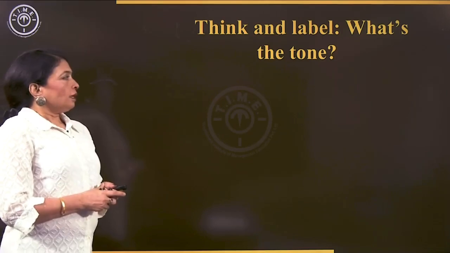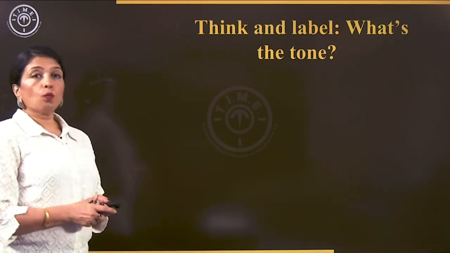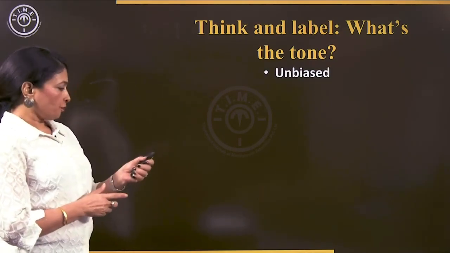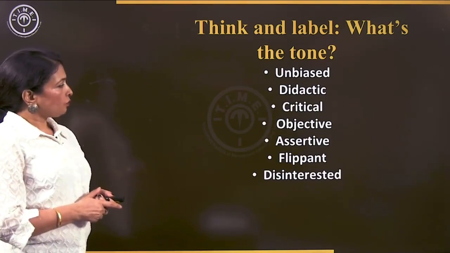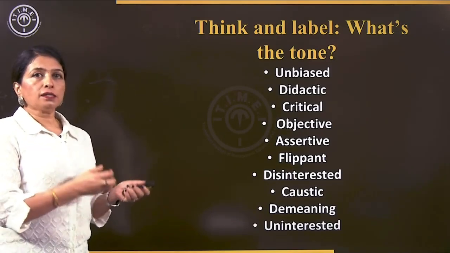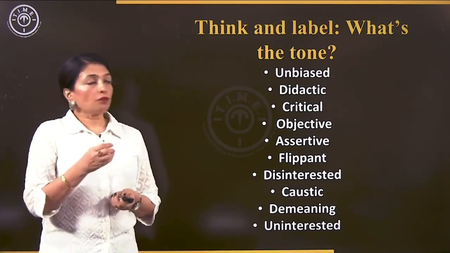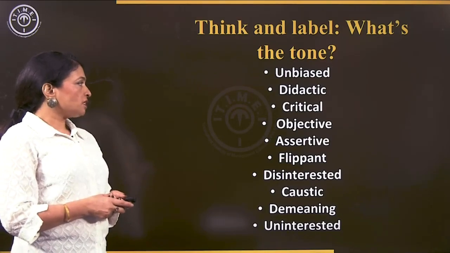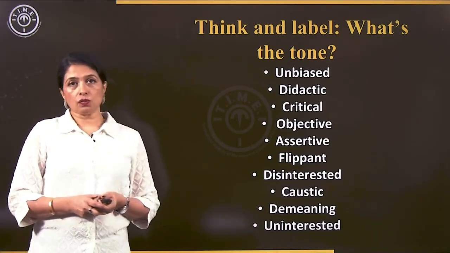Now, let's go through a small exercise. Think and label what's the tone. So, what I have here is a group of words, and you take a look at each of these and try to, in your mind, think and decide what kind of tone each of these words reflects. So, we have unbiased, didactic, critical, objective, assertive, flippant, disinterested, caustic, demeaning and uninterested.